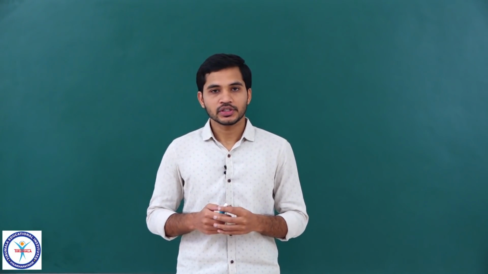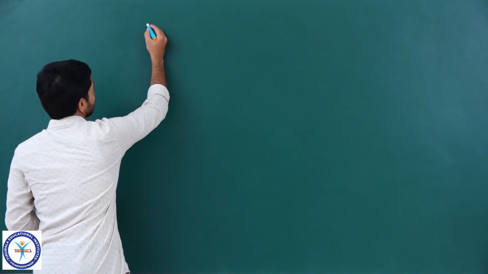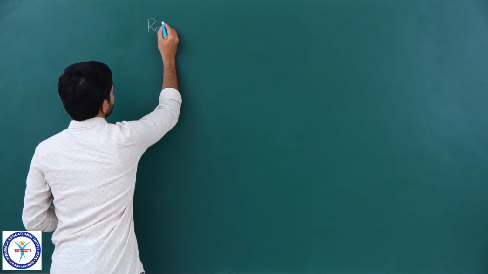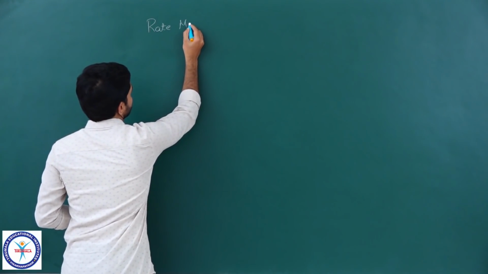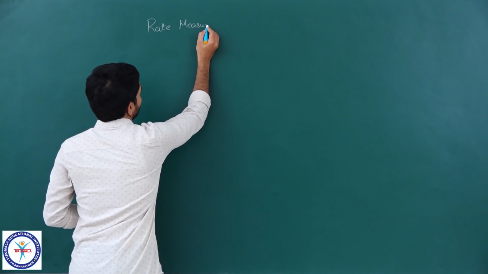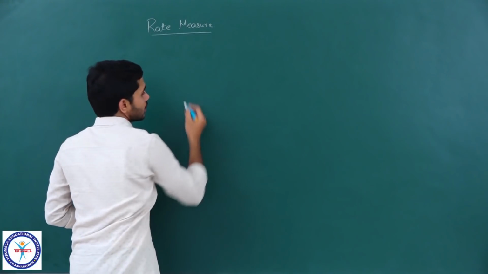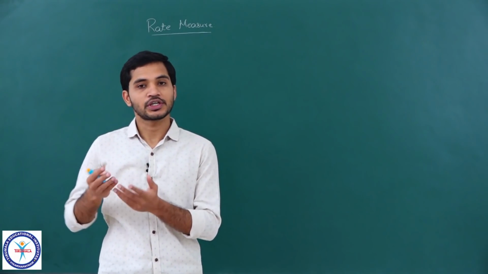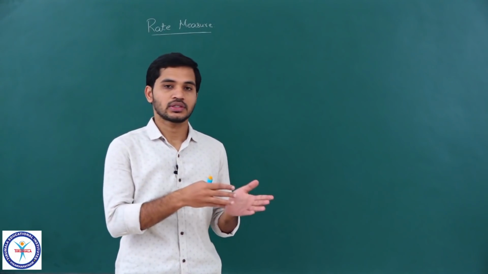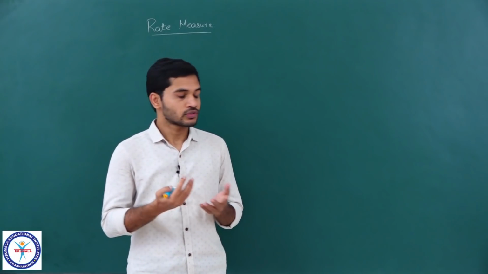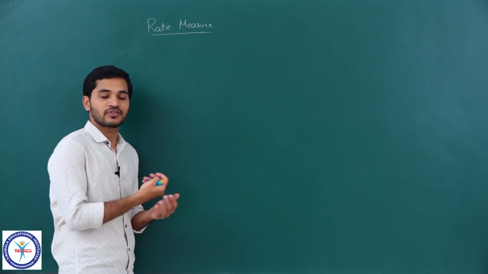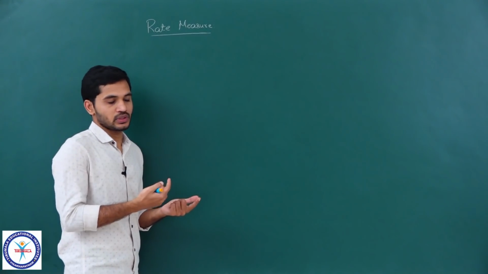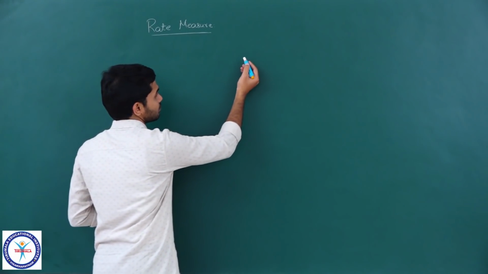Now, we will discuss a concept called rate measure. So, let us see what it is. Rate measure. Basically here we will be learning about the relation between the rate of change of one quantity and the rate of change of another quantity. For example, let us say there are two different quantities which are related to each other. Let us just take an example.